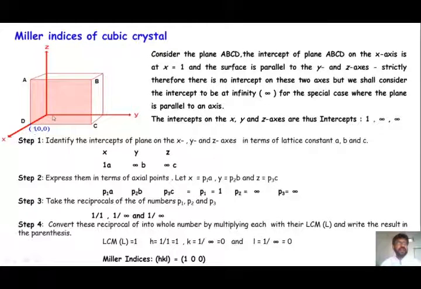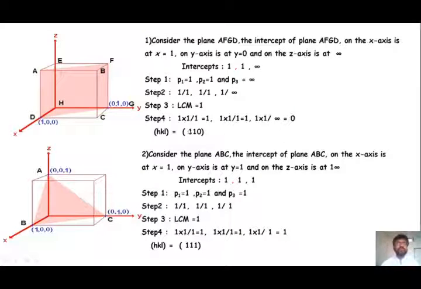Therefore, the intercepts of this plane, meaning the coordinates of this plane ABCD, are 1, 0, 0, while the Miller indices of this plane are also 1, 0, 0. Now consider another example.